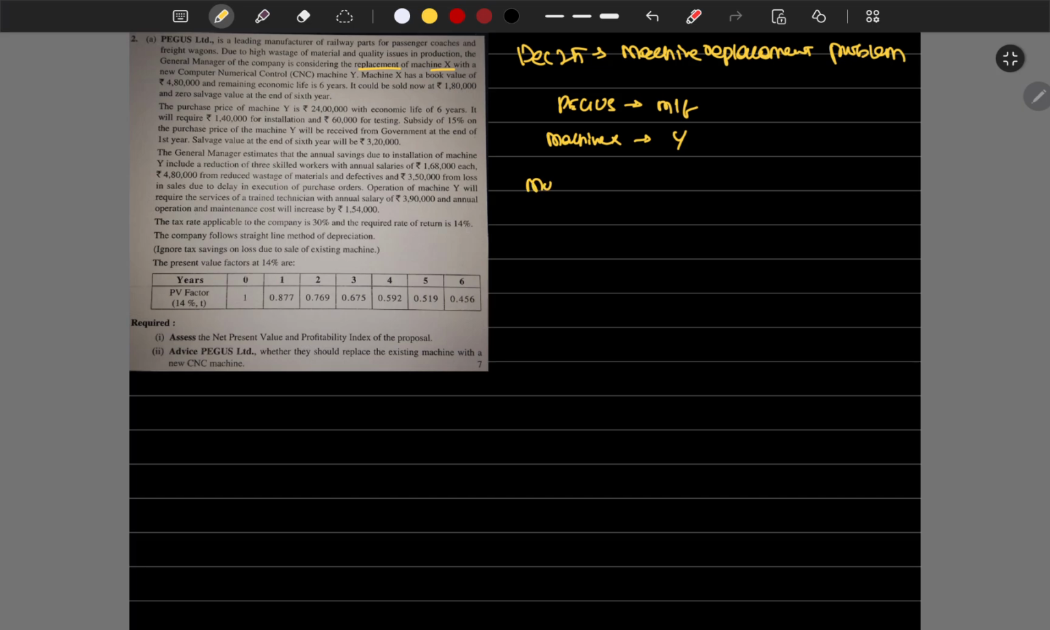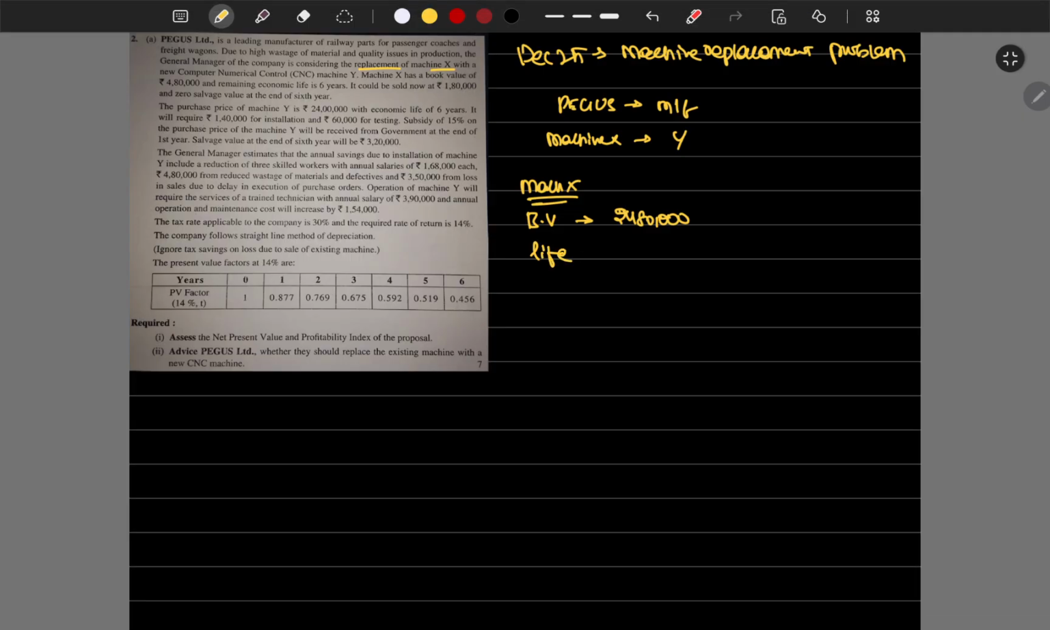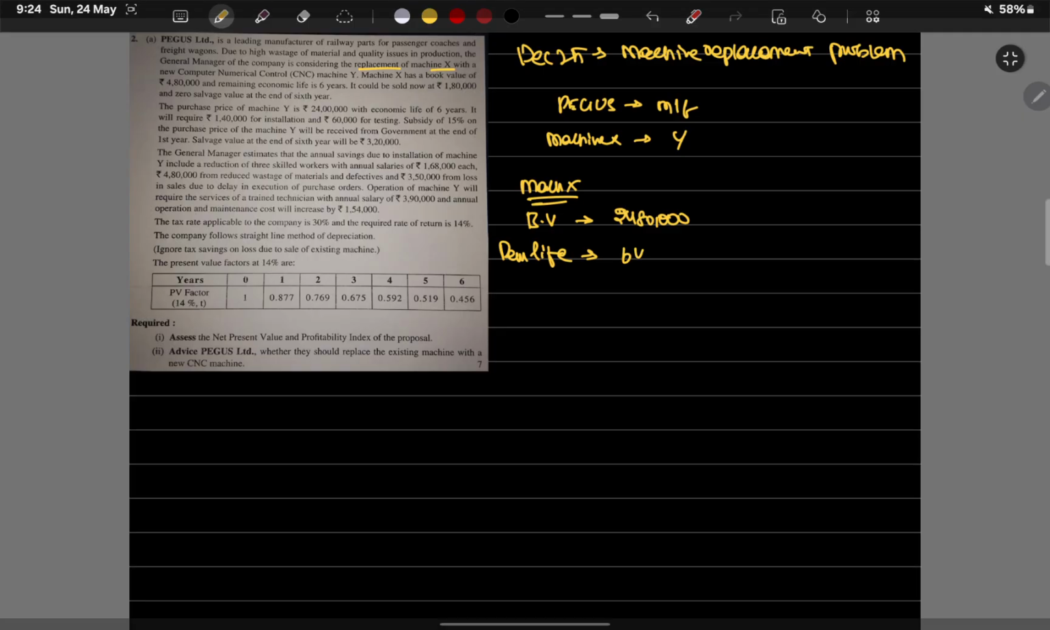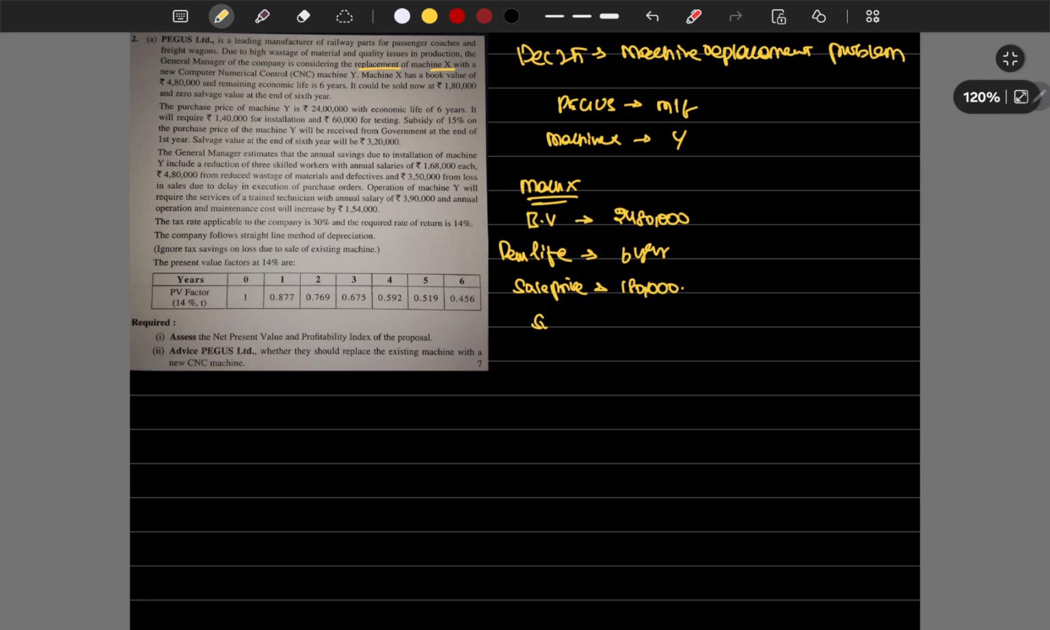Machine X book value rupees 4,80,000. Remaining life 6 years. Sale price now 1,80,000. Then no salvage at the end of the 6th year, zero salvage.